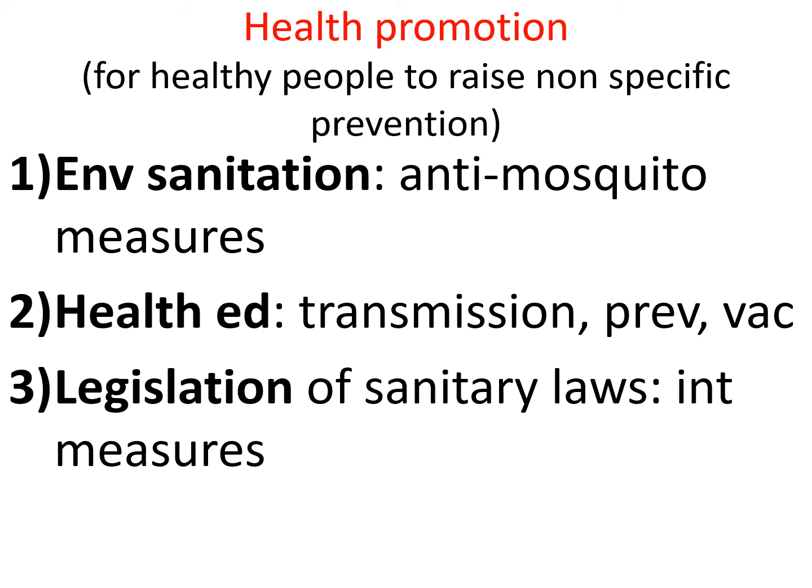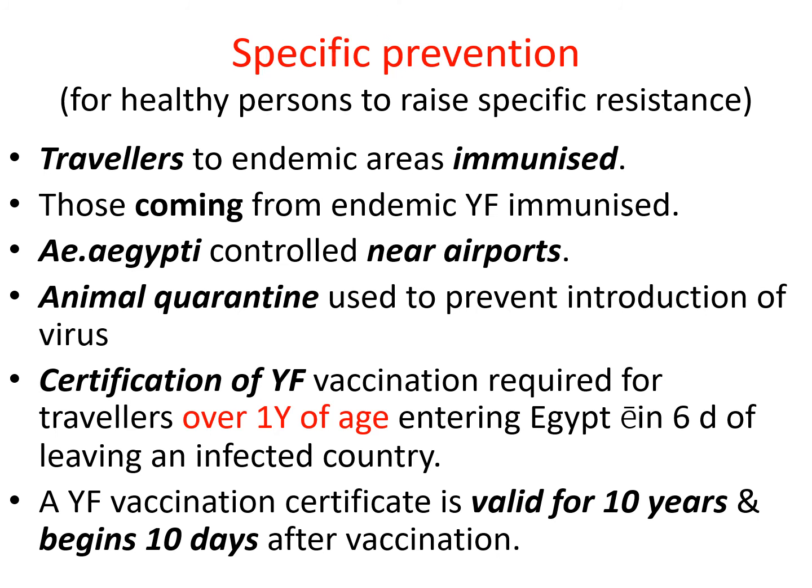Health promotion for healthy people to raise non-specific prevention. Environmental sanitation, anti-mosquito measures, which is the same in dengue because the vector is the same. Health education: transmission, prevention, vaccination. 3. Legislation of sanitary laws, for example, international measures.